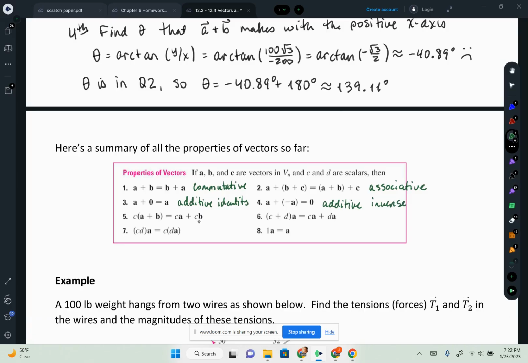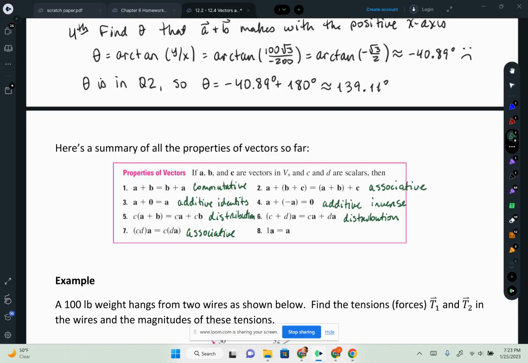In 5, we have C, the constant, times the sum of two vectors. This is a distribution property. In 6, we have basically another distribution property. In 7, we have an associative property. And so these are having to do with the scalar multipliers, the distribution and the associative.